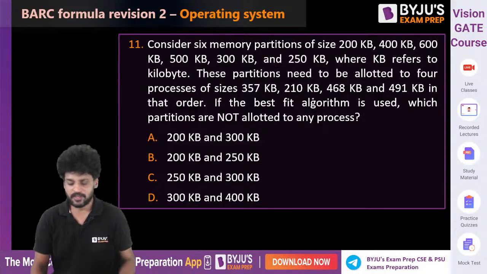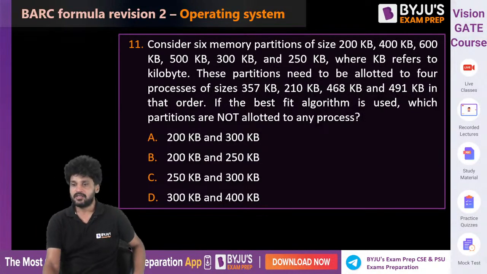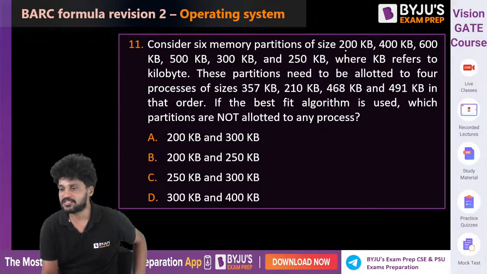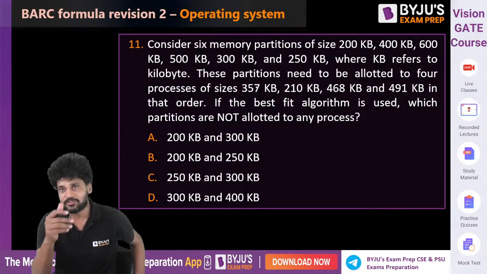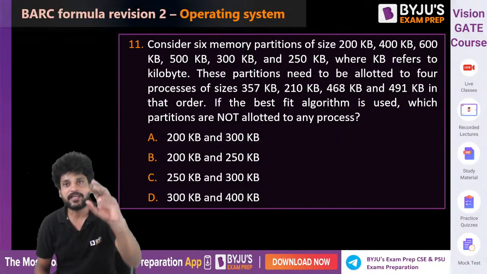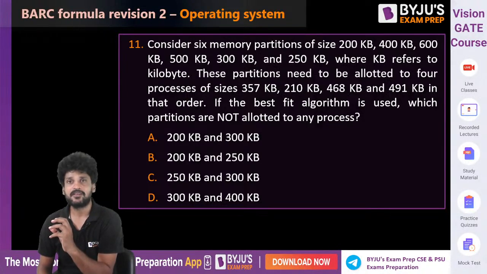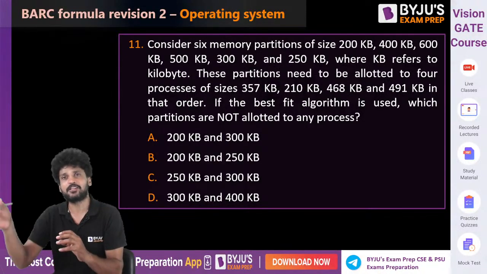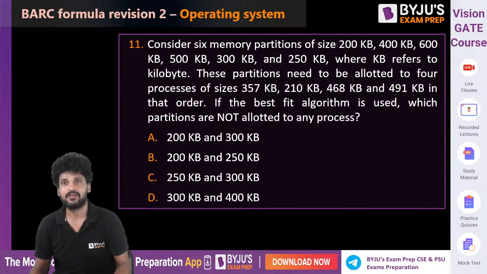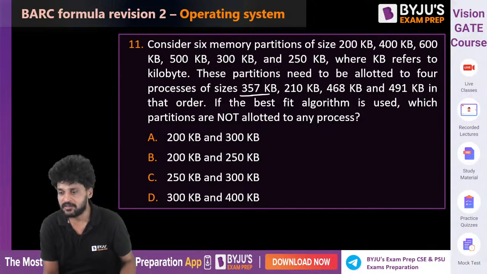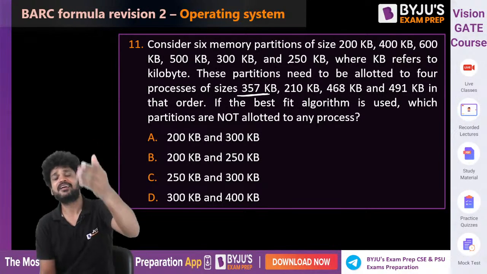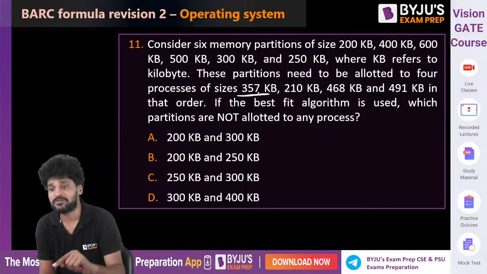What is best fit? See, here the thing is, there are 6 memory partitions. Each partition size is 200 KB, 400 KB, 600 KB, 500 KB, 300 KB and 250 KB. Now in the best fit, whenever there is a request coming in, we need to put it into the smallest partition which is sufficient to hold it. Whenever a process comes, for example the process size 357, in order to keep this process we need to find a partition which is smaller than any other partition and is also sufficient to hold it.